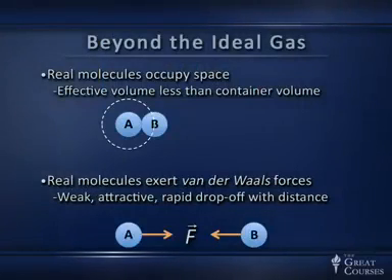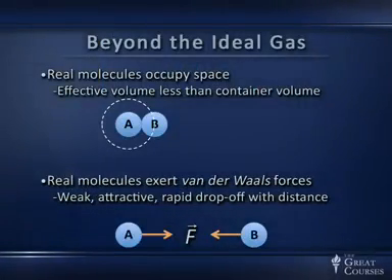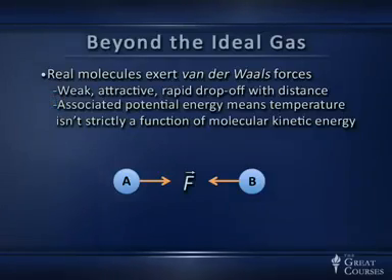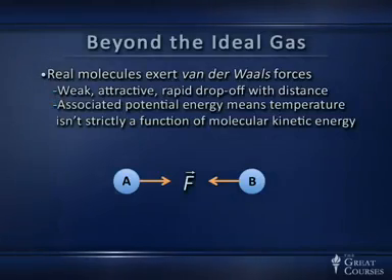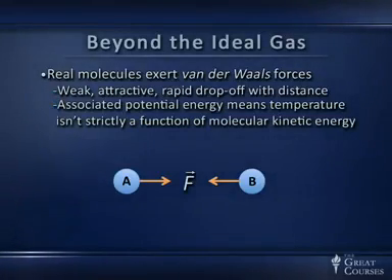They're weak forces, they're attractive, and they drop off rapidly with distance. They have to do with something we'll talk about in the next section when we talk about electric forces and electric dipoles, and they actually have something to do with what's called the dipole moments of the molecules. They involve very weak, very rapidly dwindling forces that are basically residues of electrical forces between molecules that, although they're neutral, have different distributions of electric charge. But the main point for our purposes here is that there is an associated potential energy, which means the temperature is no longer strictly a function of molecular kinetic energy, and that is the key to the ideal gas assumption.